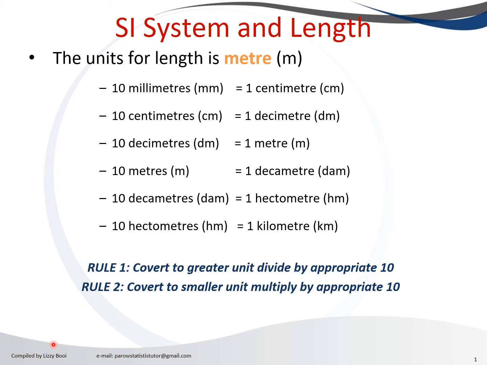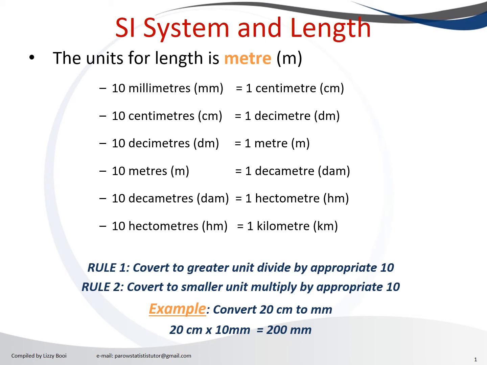How do we then do it? Let's look at an example. Convert 20 centimeters to millimeters. So we're moving from a bigger to a smaller unit. If we move into a smaller unit, we multiply. So we need to multiply by 10 millimeters, and the answer will be 20 times 10, which will give us 200 millimeters.